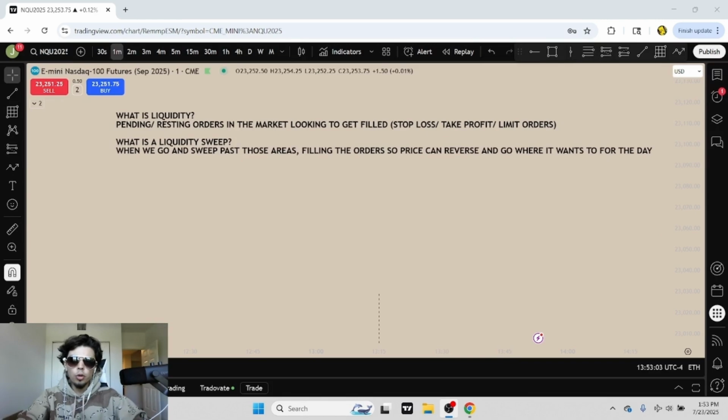Now, moving on to what is a liquidity sweep, it's when we go and sweep past those areas, filling those resting orders, right? So price can then reverse and go where it wants to go for the rest of the day. That's all a liquidity sweep is. Now, liquidity sweeps are happening on every single time frame at every single second. However, we're only worried about specific liquidity sweeps, and we'll get into that later on, right?